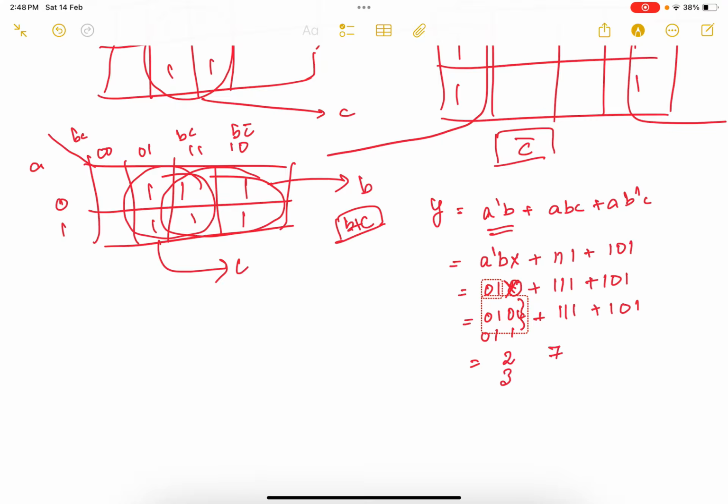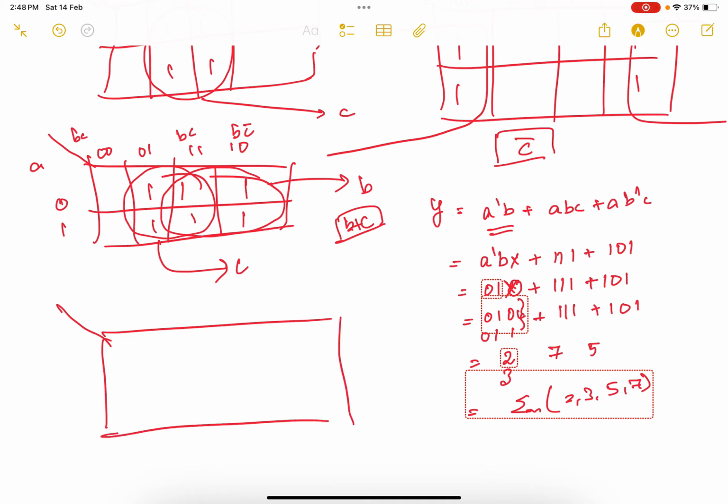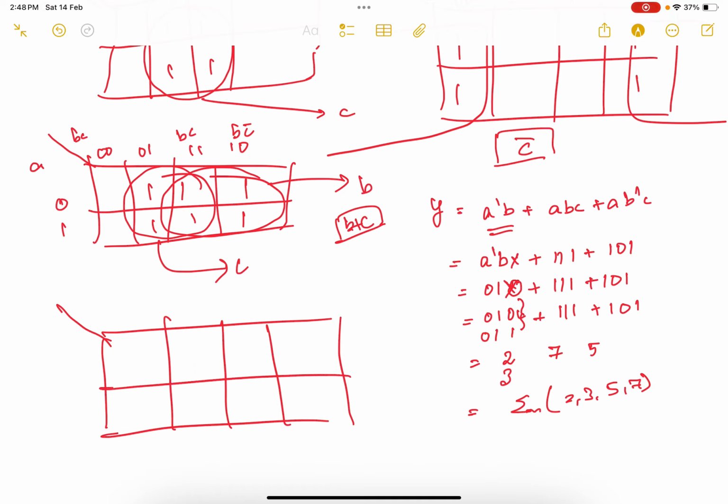So this will be 7, this will be 5. So this can be represented as summation of m(2, 3, 5, 7). So first you want to form this minterm. After this, fill your table.